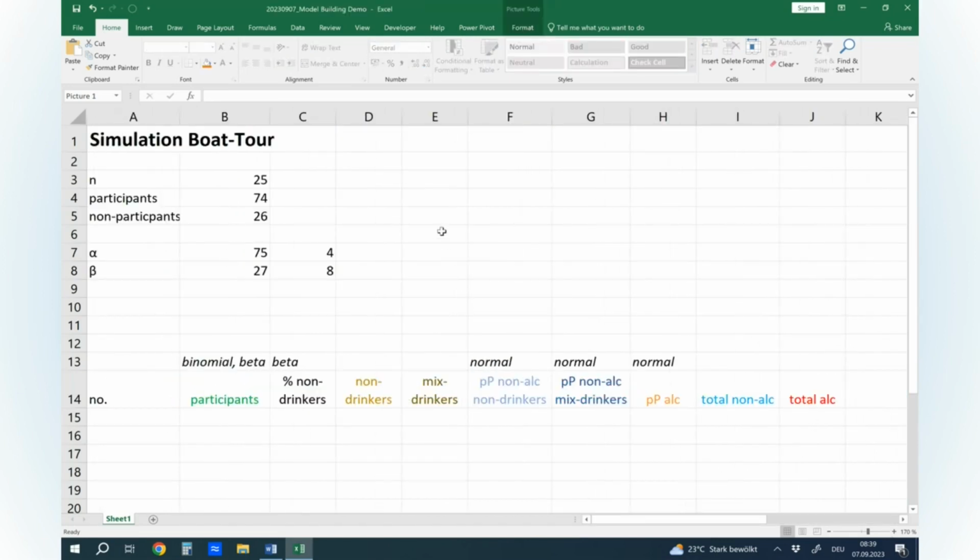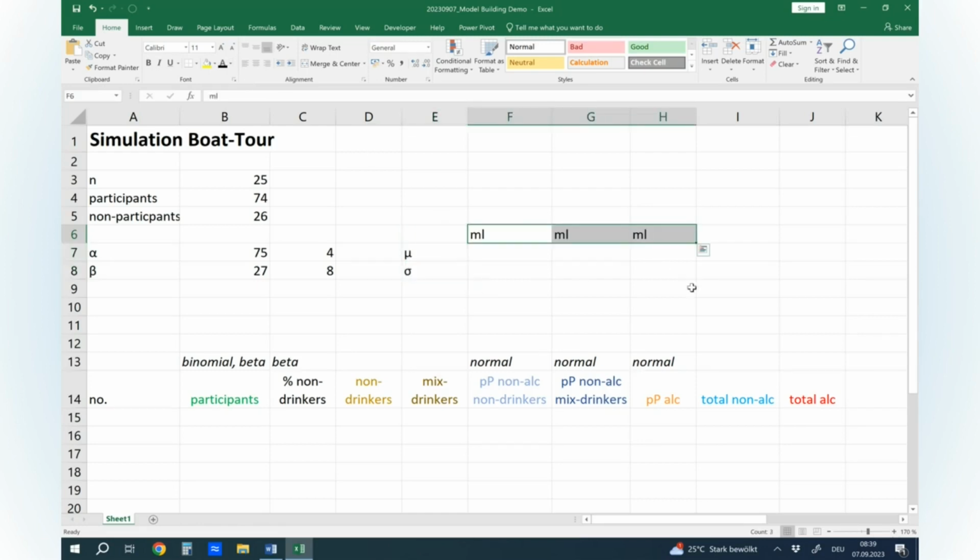The normal distributions for the per-person consumptions require estimates for mu and sigma. Here I am providing some estimates in milliliters, which we either might get from analyzing previous tours, or if we do not have such data, they might be pure judgments.